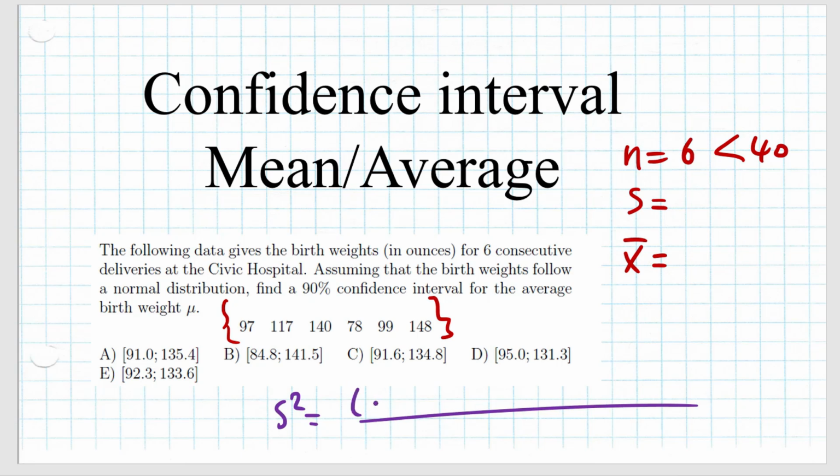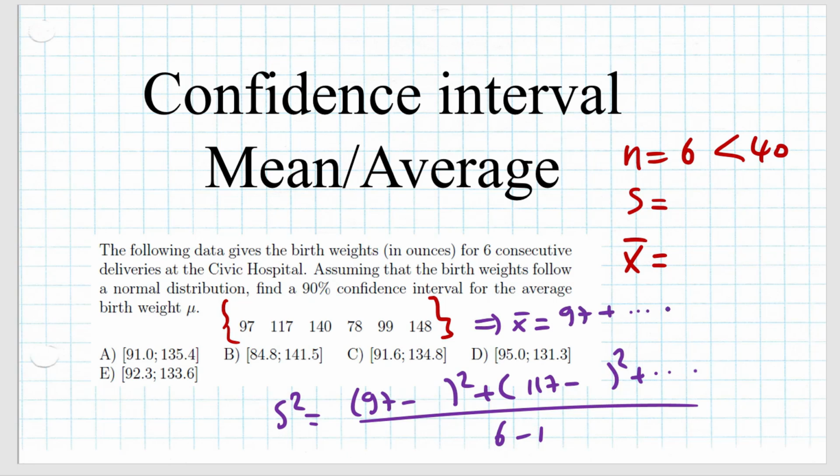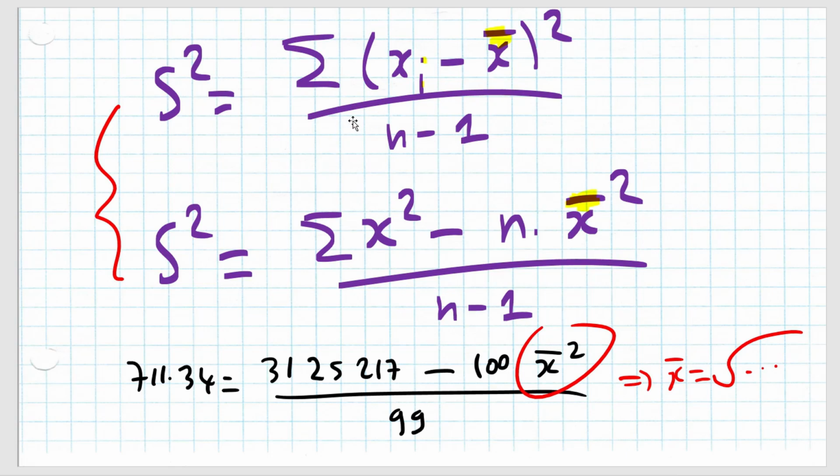For the variance, I'll just find the standard deviation. No, you just square it. Do the usual formula, like 97 minus the mean squared plus 117 minus the mean squared plus, and so on, and you divide by 6 minus 1, and then you take the square root to get the standard deviation. The mean is just 97 plus everything, 148 divided by 6, and that's the number that you're going to plug in here. So when you do 97 minus the mean squared plus, it's that formula, the first one, right?